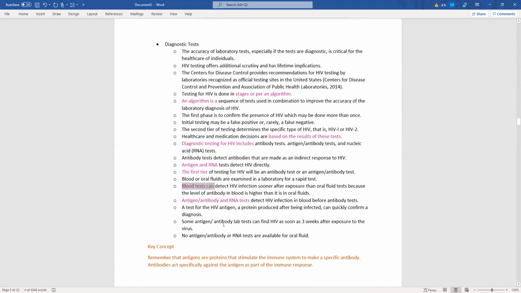Some antigen and antibody lab tests can find HIV as soon as 3 weeks after exposure to the virus. No antigen, antibody, or RNA tests are available for oral fluid. I think that's something that they would throw on the test.